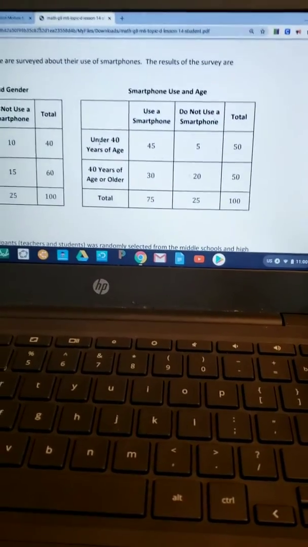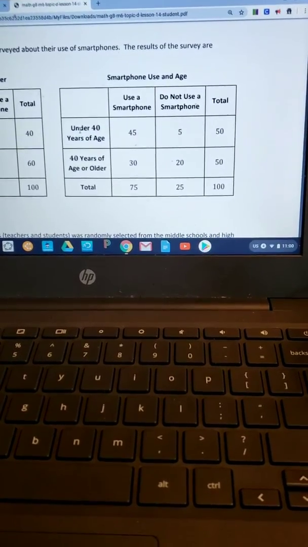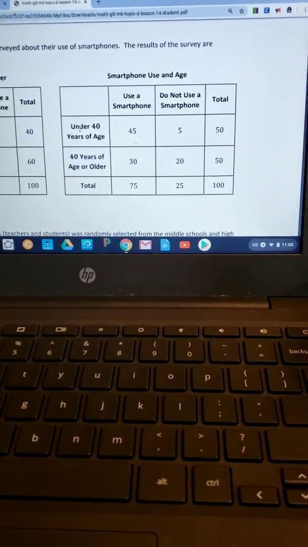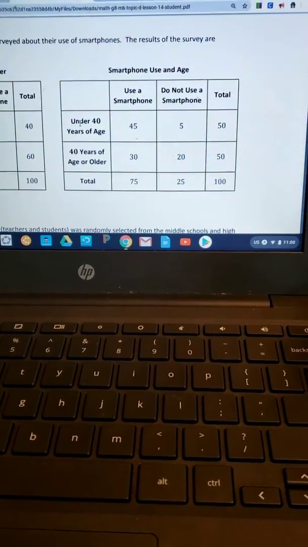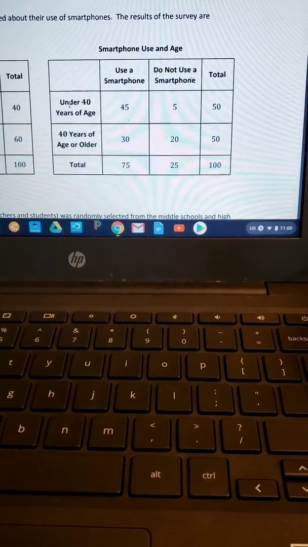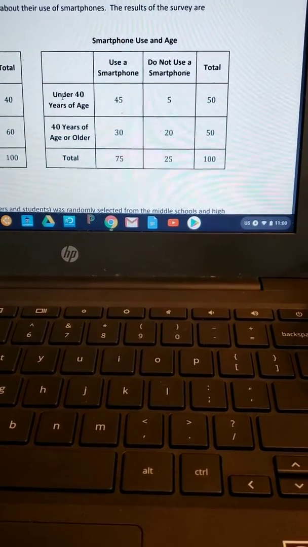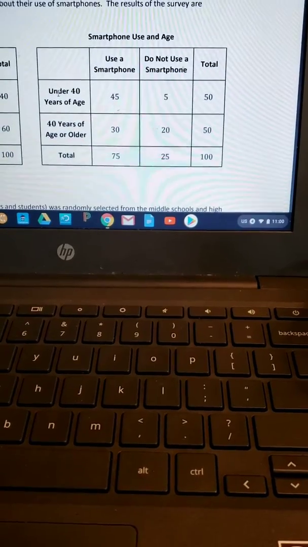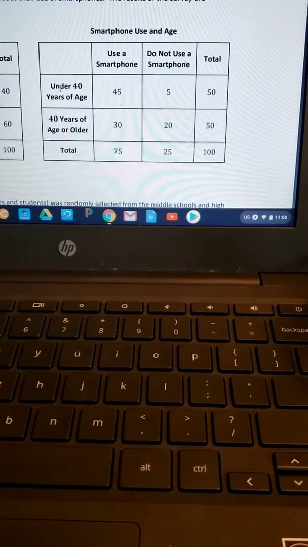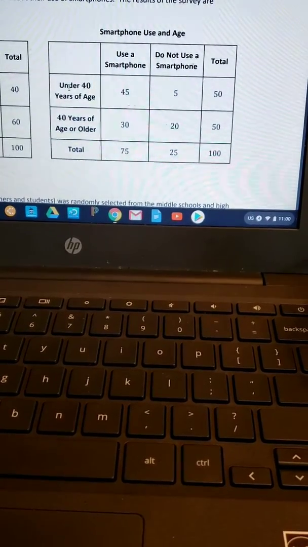Now let's look at the age. We surveyed 50 people that were under 40. 45 of them do have a smartphone, and 5 of them do not. When we look at the people that are over 40, we see that 30 of them do have smartphones and 20 of them do not. So we have a total of 100 people that we surveyed for this one.